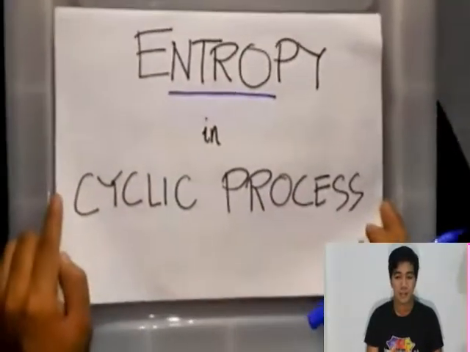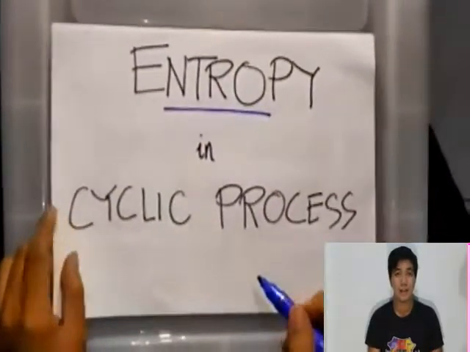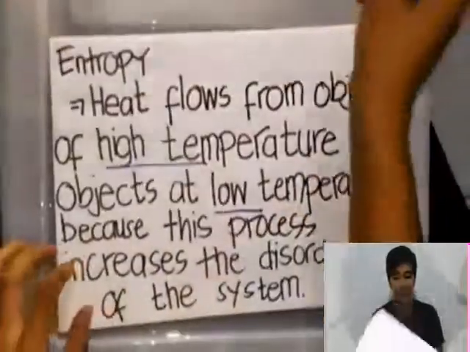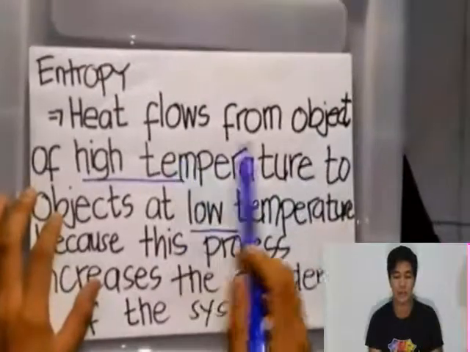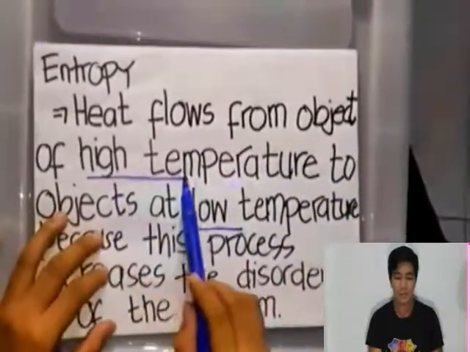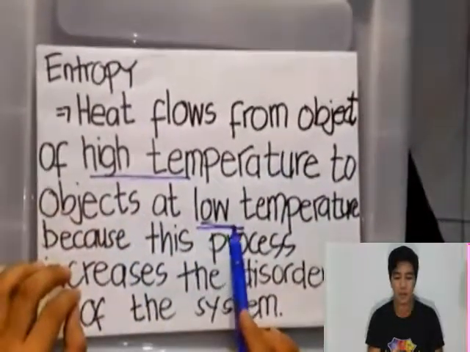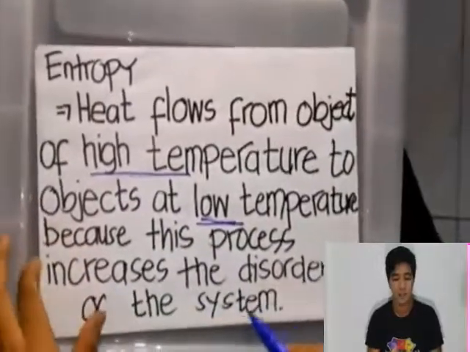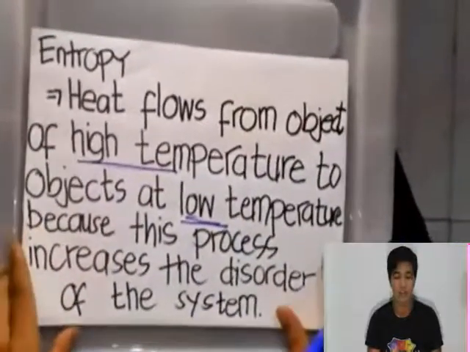Akong topic karon is all about entropy in cyclic process. So, first we defined entropy. So, entropy is heat flows from object of high temperature to objects at low temperature, because this process increases the disorder of the system.